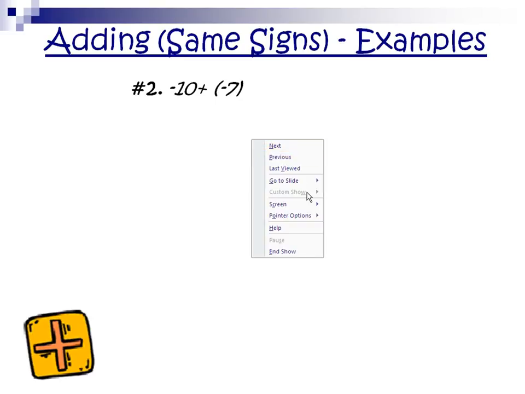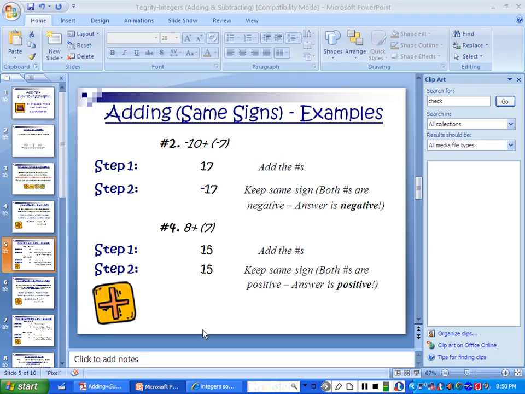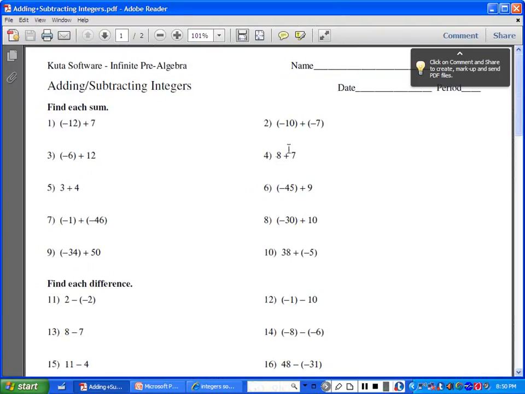So let me stop here and go to an integers worksheet that I found on the internet. So let's look at number 2 for example. Here we have a negative 10 plus a negative 7. We're adding two numbers that have the same sign. So we will sum these two numbers and keep that negative sign.